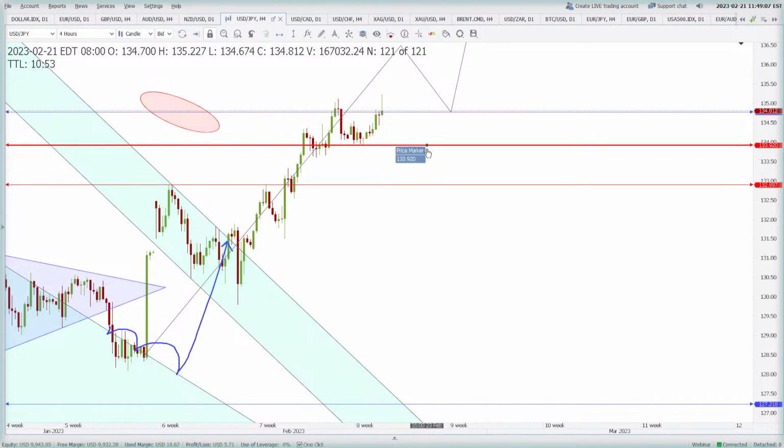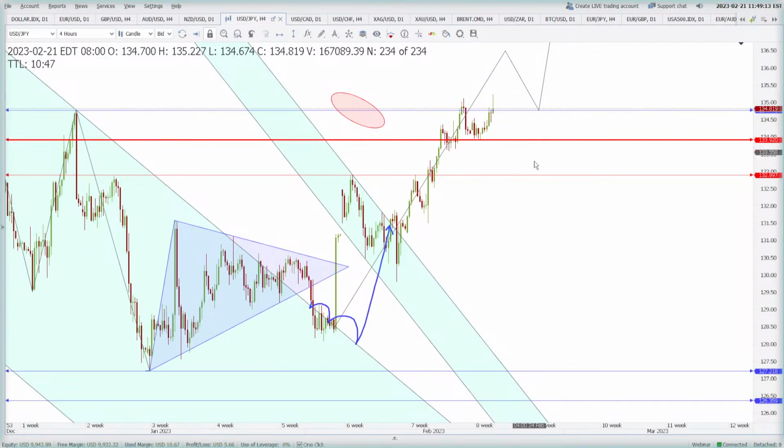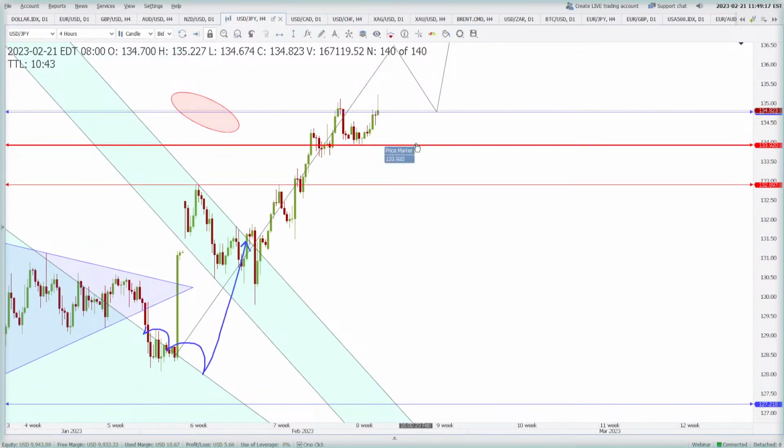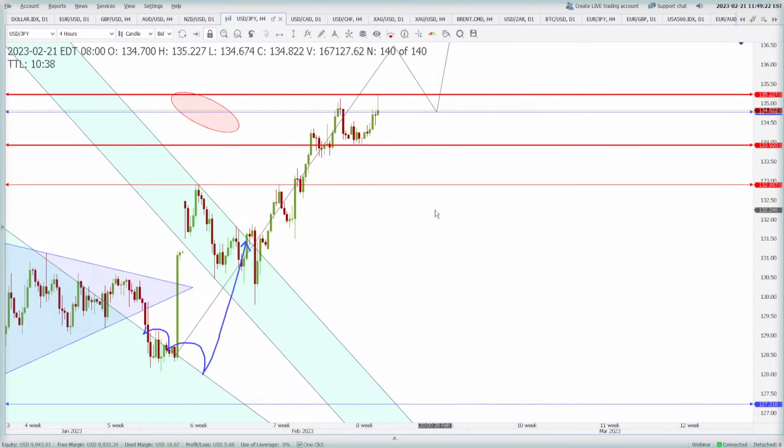This is 133.92. Now if that low is broken on 4 hour, we will have a market structure break, and in that case we will be looking for the lower highs and lower lows in this market. So okay, 133.92 is the lower level, and on the higher side now we have this recent high that is made at 135.22. So now this level is no more relevant.